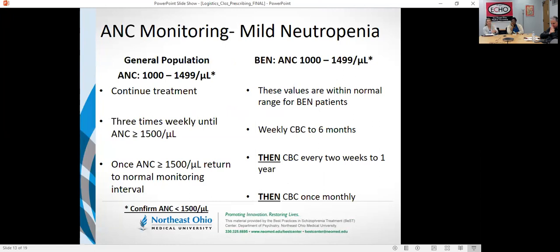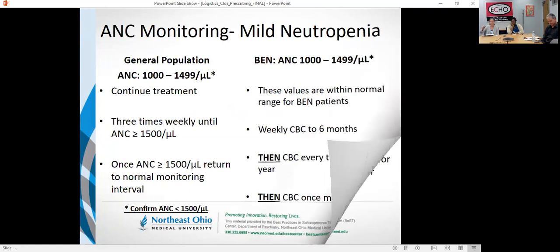So if they were once monthly and they drop to 1,300, you check their CBC 3 times a week until they get back over 1,500, then it could go back to once a month. The first time there is a low value, it is recommended that that value be redrawn just to ensure that there wasn't a lab error, that it wasn't just an anomaly, that it is confirmed that the ANC is below that 1,500 mark. But we do not have to interrupt therapy at this point.